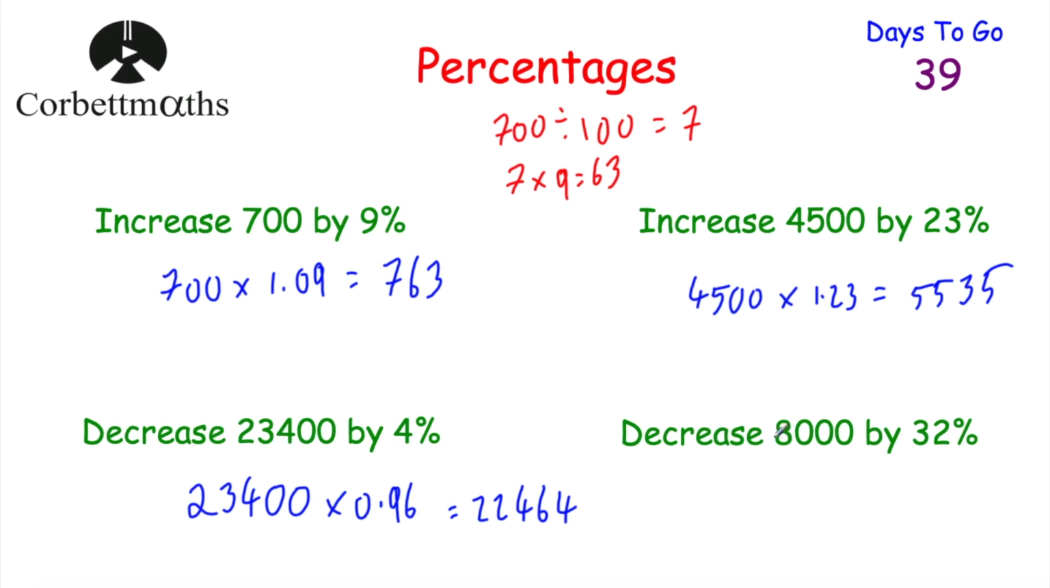And finally, we'll want to decrease 8,000 by 32%. So let's take our 8,000 and multiply it by, well, if we decrease by 32%, we've got 100%, we take away 32%, we're left with 68%. So that'll be 0.68. So if we do 8,000 multiplied by 0.68, that's equal to 5,440.